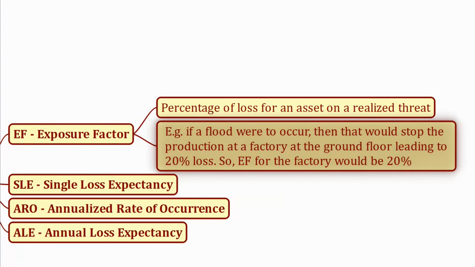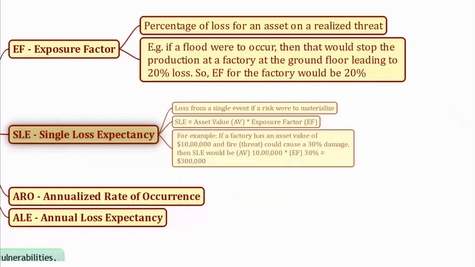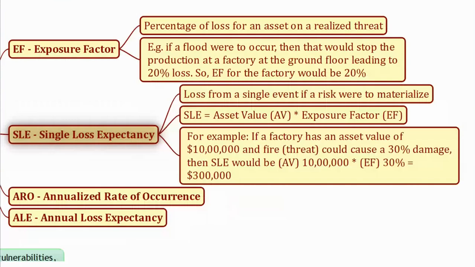Next term is SLE, single loss expectancy. Single loss expectancy means the loss from a single event if a risk were to materialize. So if a threat were to materialize one time, then what will be the loss from that single event? How will you calculate that? The way to calculate SLE is to take the exposure factor and the asset value and multiply these two numbers.